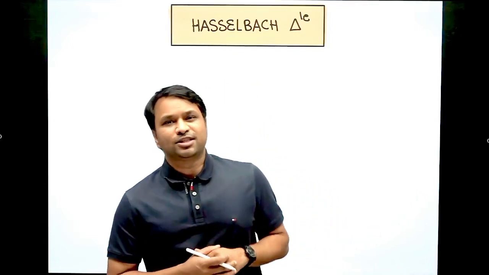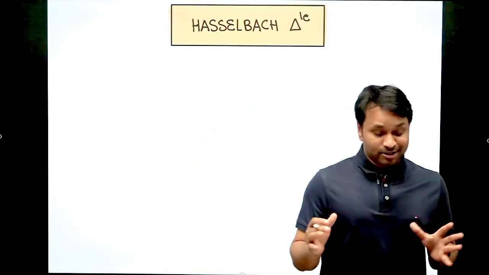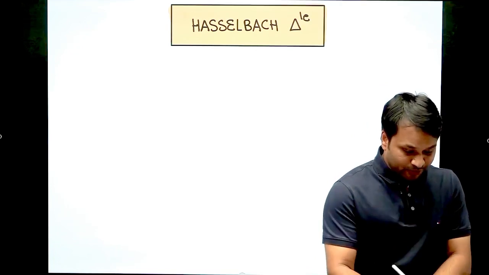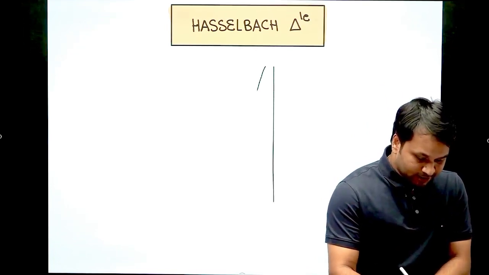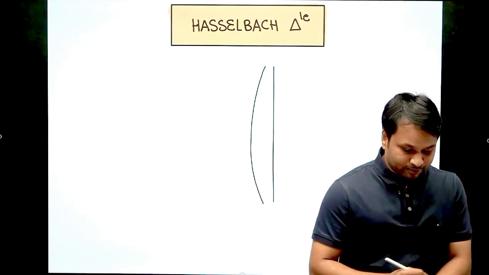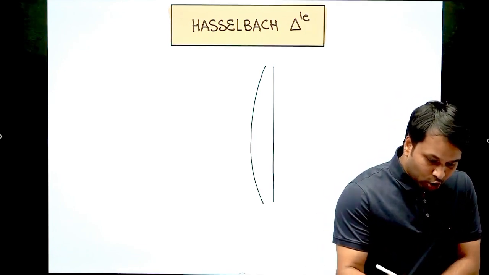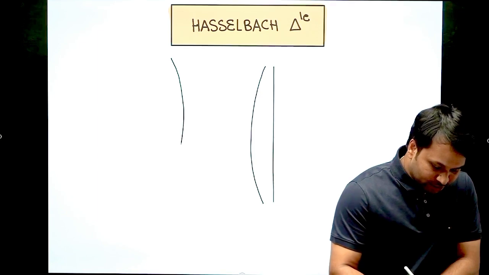Let's talk about Hasselbach's triangle. All these triangles are tricky, but I'll make it quite simple for you. Now, on the medial end, imagine this is the muscle that is present. What is this muscle? This is your rectus abdominis muscle, right? On the lateral side, you see this is the lateral wall.